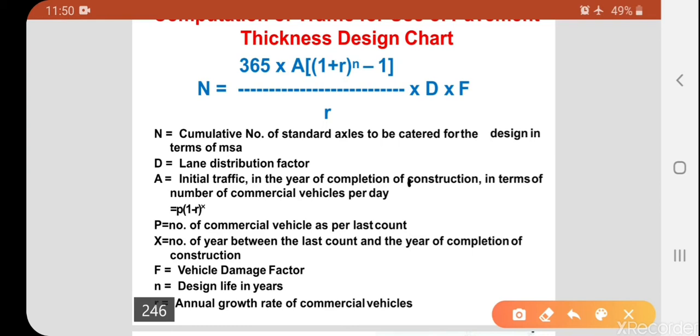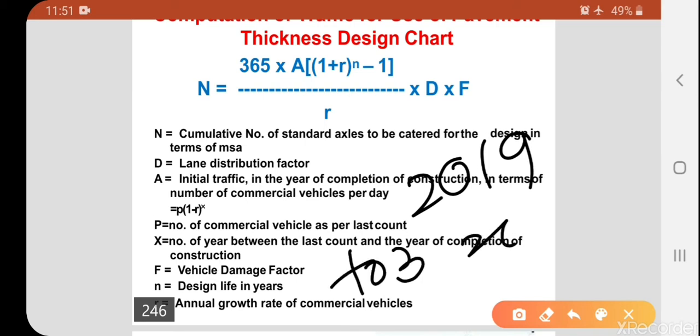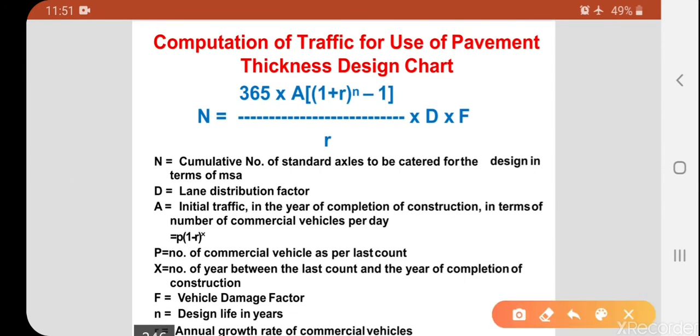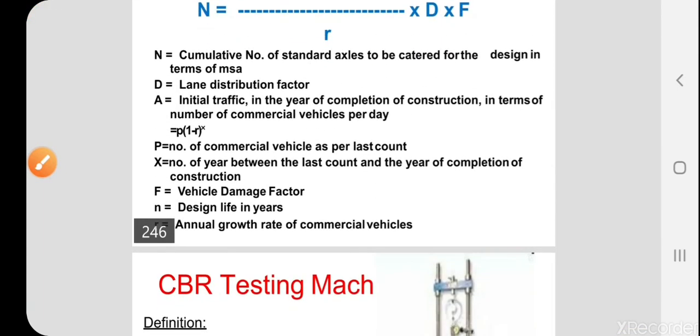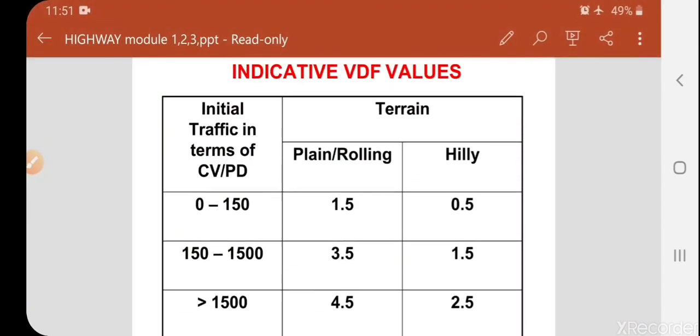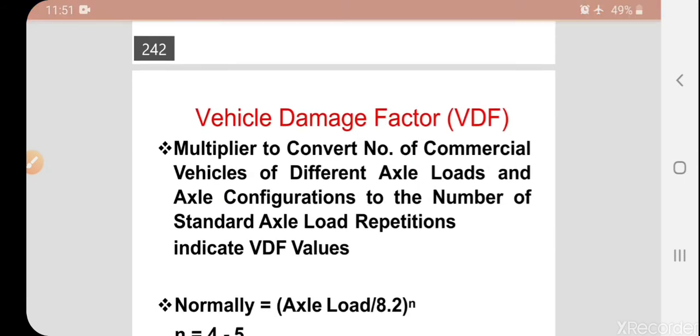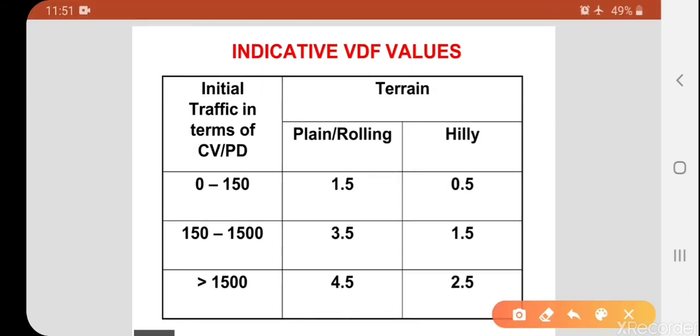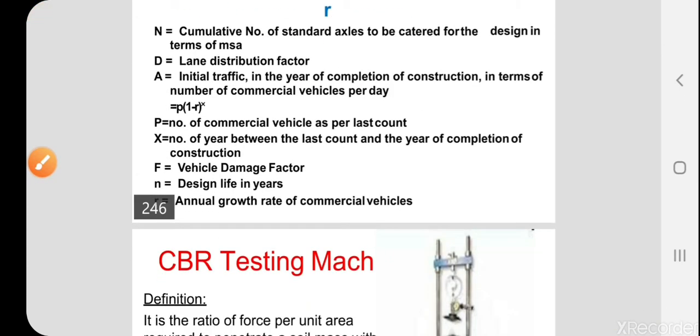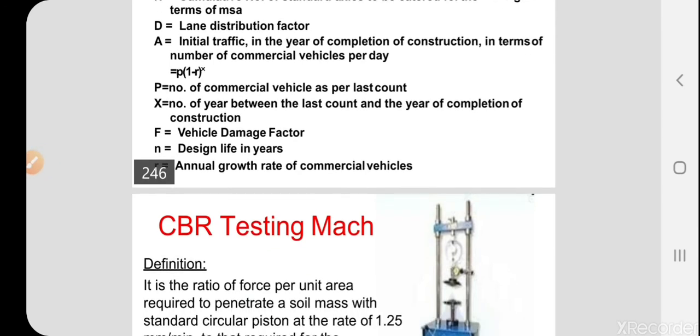Next, X will be the number of years between the last count and the year of completion of the construction. Suppose we started a construction in the year 2019 and the construction time is up to 2022. So the construction time is 3 years. For this, we should consider 2022 minus 2019, this will be 3. Next, vehicle damaging factor. From the table, we should take a vehicle damaging factor as per the plain or hilly areas. Next, annual growth rate of commercial vehicles.